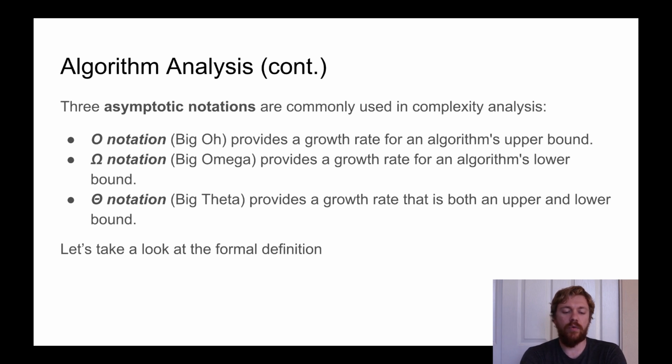We have big omega notation, which provides a growth rate for an algorithm's lower bound. And we have theta notation, or big theta, which provides a growth rate that is both an upper and lower bound. Just so you know, the opposites of big O, big omega, and big theta, which we aren't covering, are little o, little omega, and little theta.